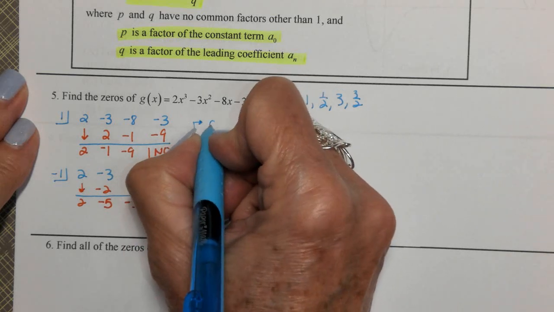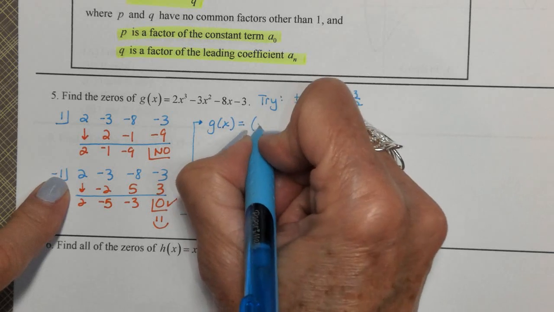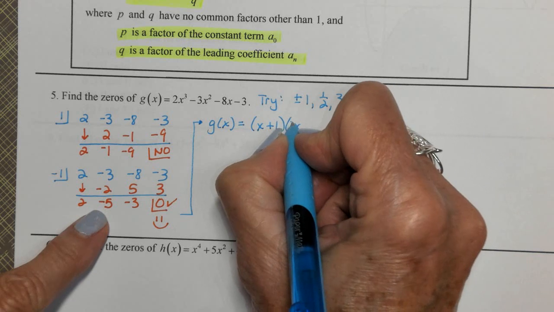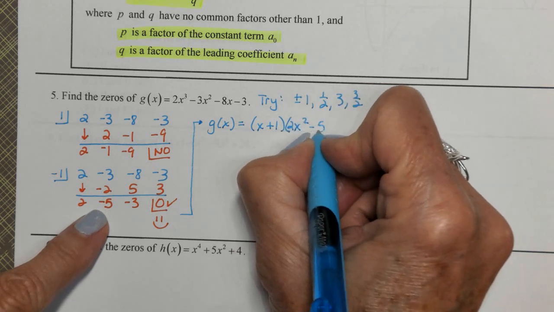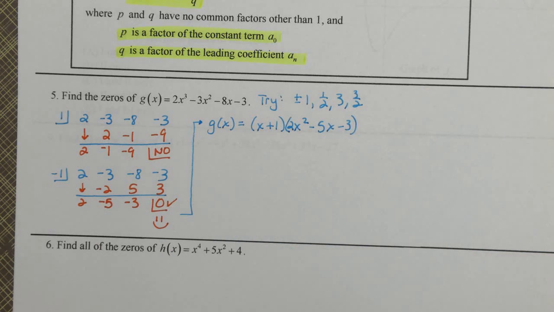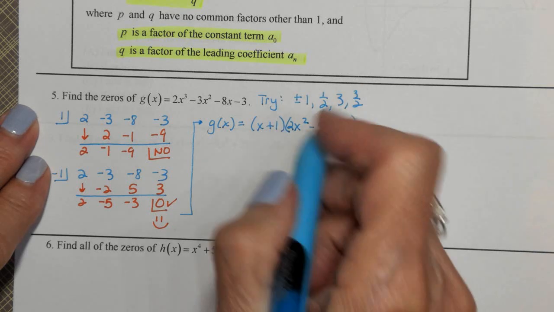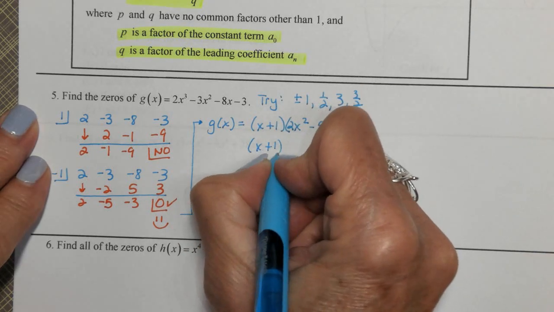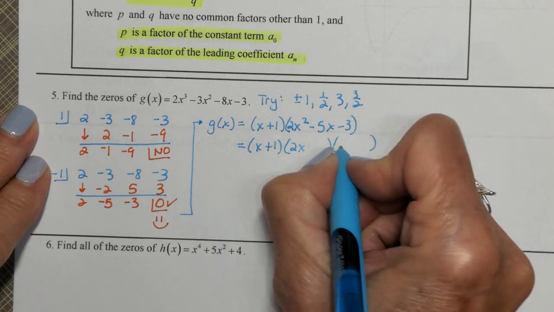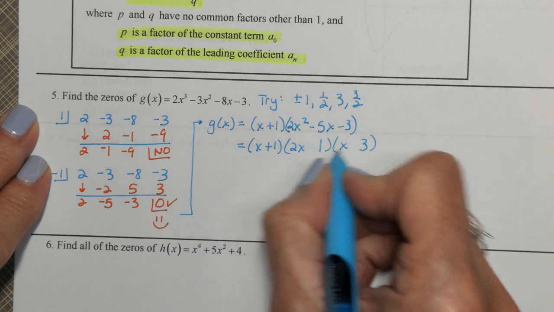I can rewrite g of x. Now I can rewrite g of x as x plus 1 times 2x squared minus 5x minus 3. Okay? Does this factor? Let's try it. Let's see, I would have a 2x and an x. I think it will factor. 3 and a 1 back there.